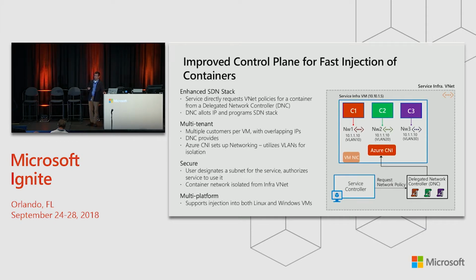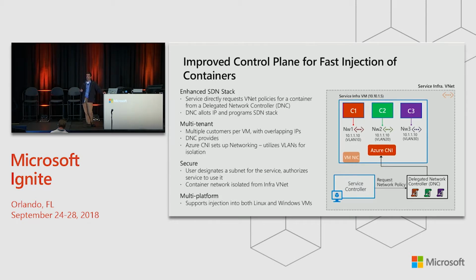The next aspect is multi-tenancy. This new improvement allows you to run containers of multiple customers on the same VM. They could even have overlapping IP addresses. And the magic there is performed by the Azure CNI that you saw earlier. This is a slightly different version of that, a multi-tenant version. It picks up the IP address that it gets from the DNC, allots it to the container, and connects it to the VNet. It does all the networking that we saw earlier.